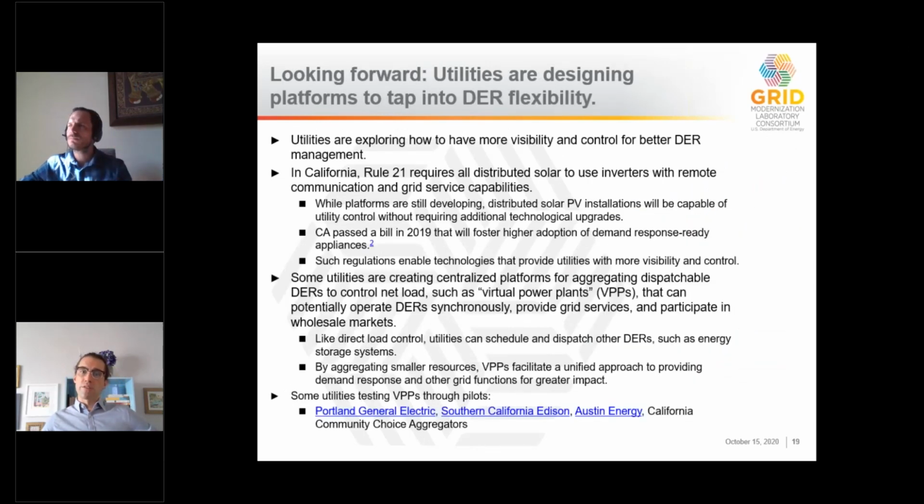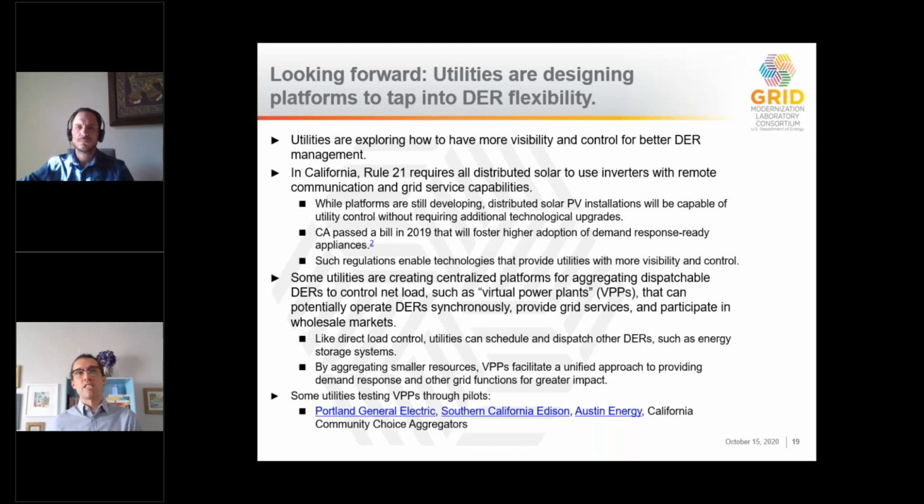Looking forward, utilities are beginning to design platforms that tap into DER flexibility through heightened visibility and control over DERs. A great example of this is in California, where state regulatory design is enabling a platform-ready grid. So in California, Rule 21 requires all distributed solar to use inverters with remote communication and grid service capabilities. And while platforms are still developing in California, this allows distributed solar PV installations to be pretty much platform ready so that utilities can control them without requiring additional technological upgrades.